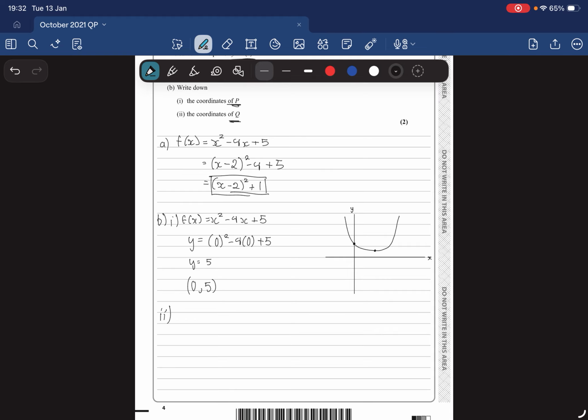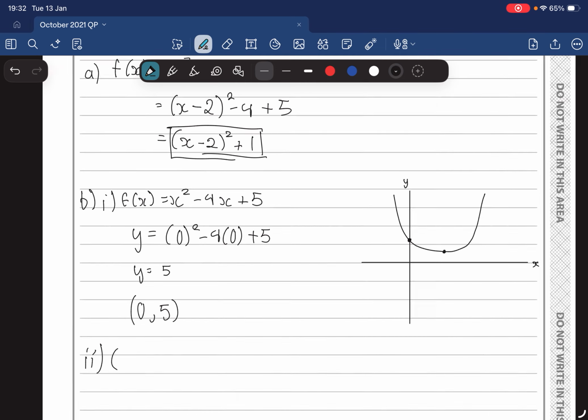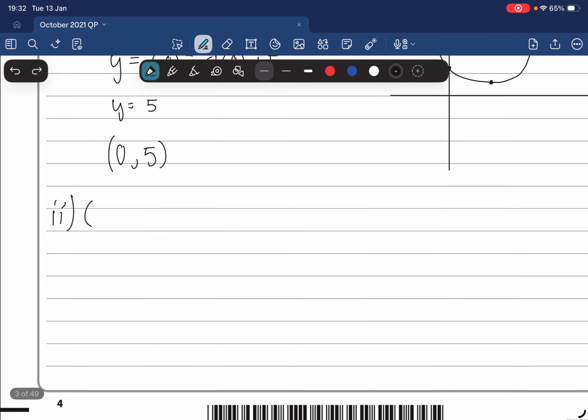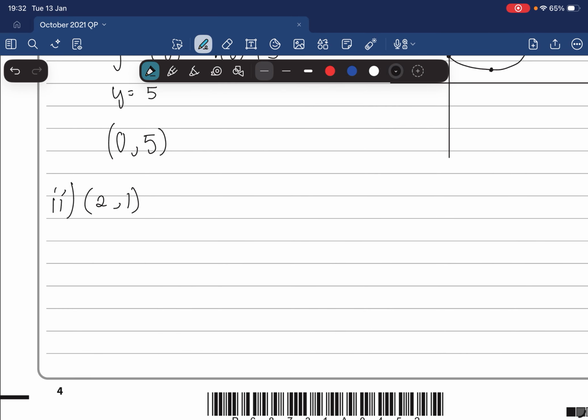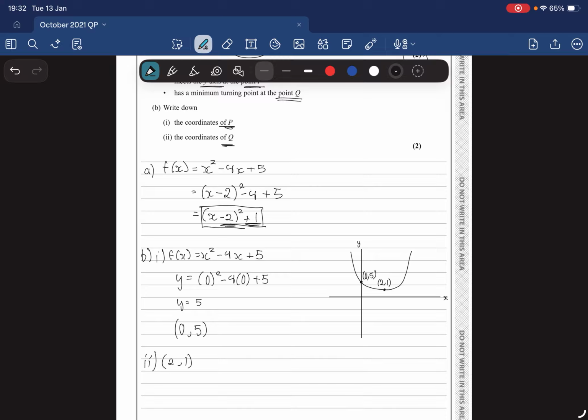If you look at what we first did with the coordinates, remember this will be the turning point, and then this will be the y. This is just something you have to know, guys. It's nothing crazy. Of course, you do have to flip the sign. So this will be 2, 1. This one keeps the same. This one, you flip the sign, and it gives you 2, 1, and this one 0, 5. Easy peasy. 2 marks.